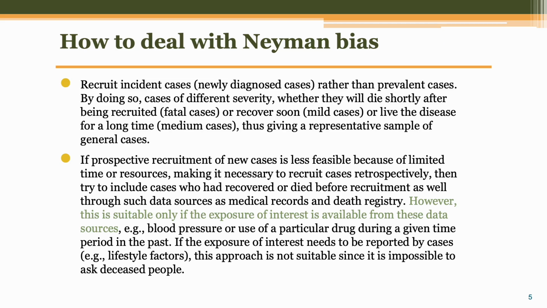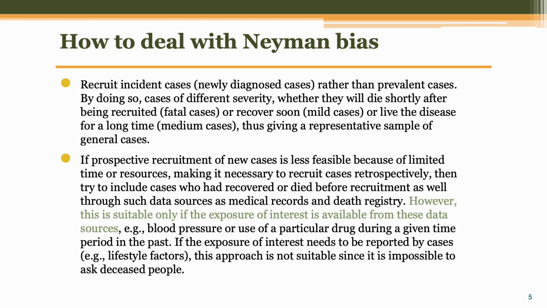First, recruit incident cases rather than prevalent cases as the case group. By doing so, cases of different severity, whether they will die shortly after being recruited or recover soon, or live with the disease for a long time, are included, thus giving a representative sample of general cases.